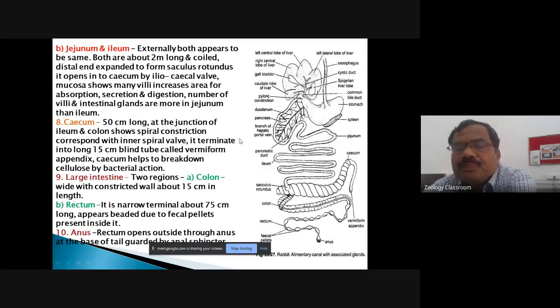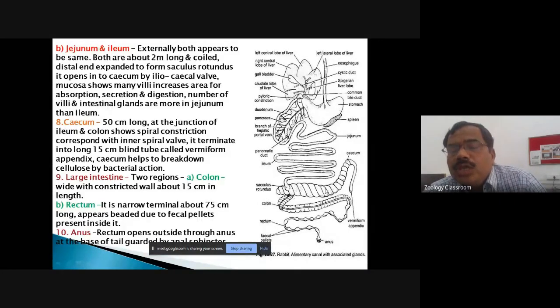Here, when you see the ileum and the jejunum, they appear similar externally. The jejunum and the ileum together form an about 2-meter long structure. It is coiled, and the distal end is expanded into the sacculus rotundus. The sacculus rotundus opens into the cecum.